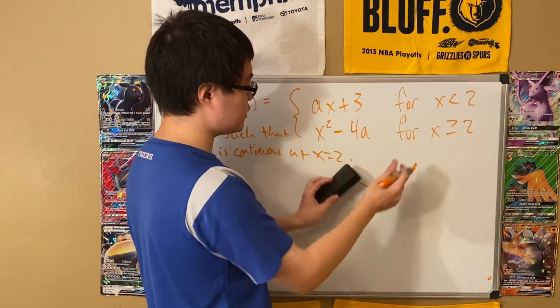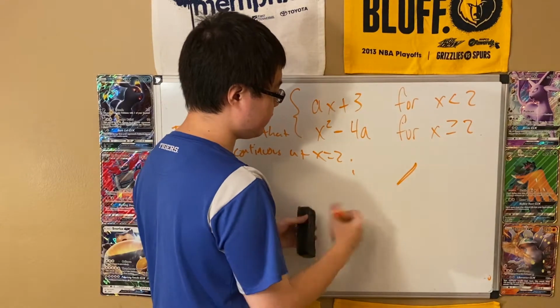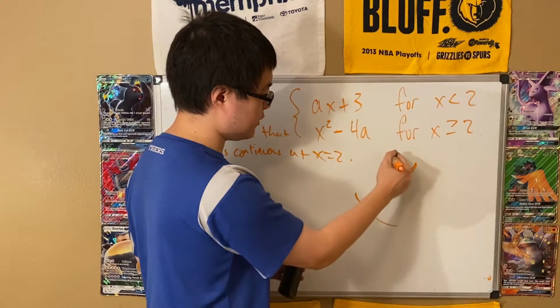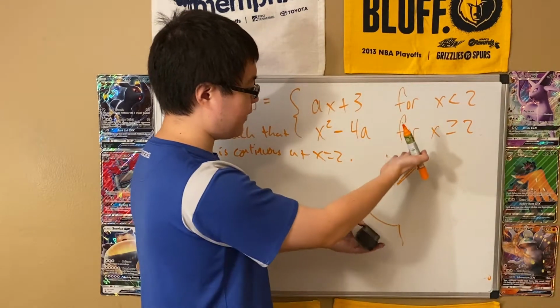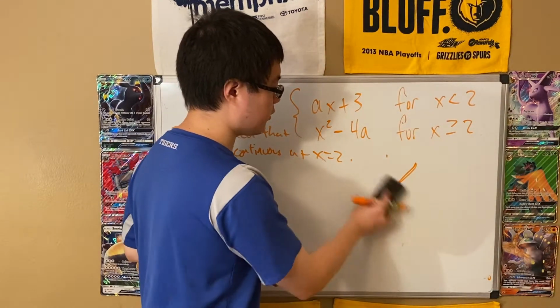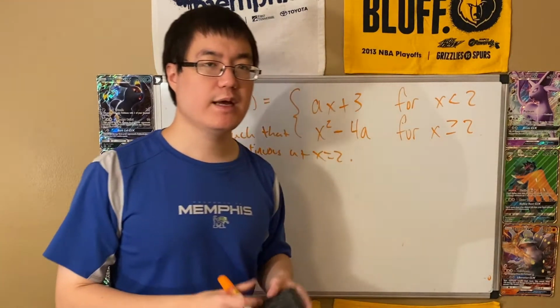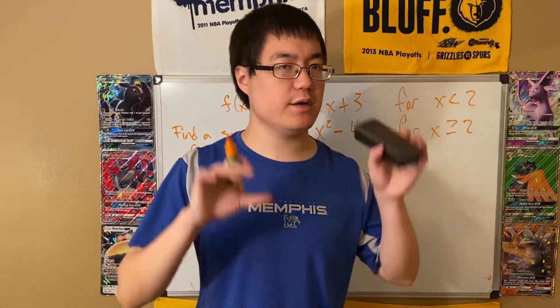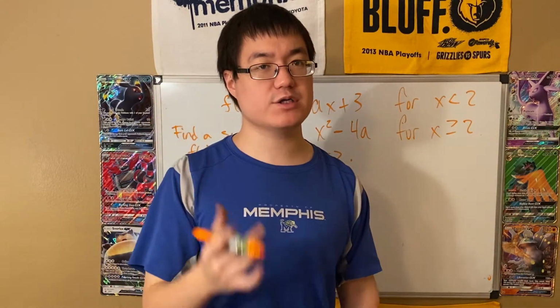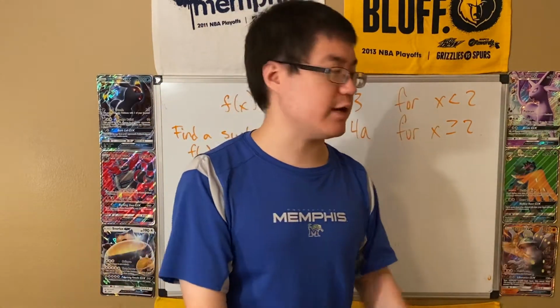So again, as you change a, this parabola is going to be shifting, this line is going to be shifting, so it's going to be something like this at the point 2, and we're going to find the a to make them match. And how we're going to do that is we're going to compute limits, because the definition of continuity, which is the most important thing about this video, is that the limit of the function as x approaches a equals f of a.